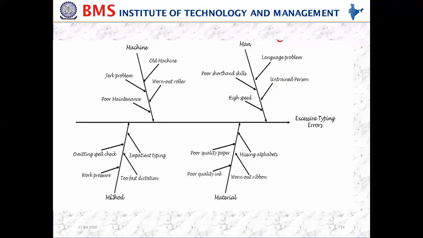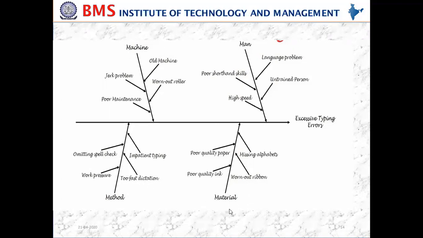And the method, in the sense of omitting spell check, because sometimes you might not have used the spell check. And impatient typing, too fast dictation, might be you are dictating so fast. And work pressure, might be work pressure.